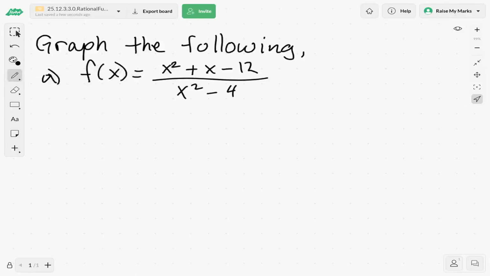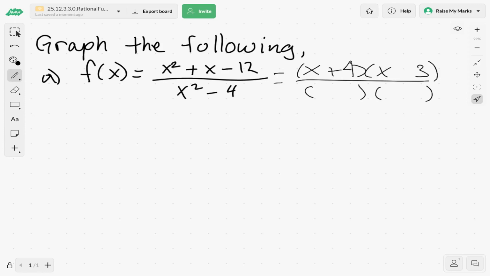So the first thing we want to do is factor this. Let's factor the numerator and the denominator. In the numerator, factors of 12 are 4 and 3, 2 and 6, 1 and 12. So it looks like 3 and 4 are going to prove useful. We have 4x minus 3x, which gives us our 1x in the middle. In the denominator, we have x squared minus 4, which is the difference of squares, so it factors as x minus 2 times x plus 2.